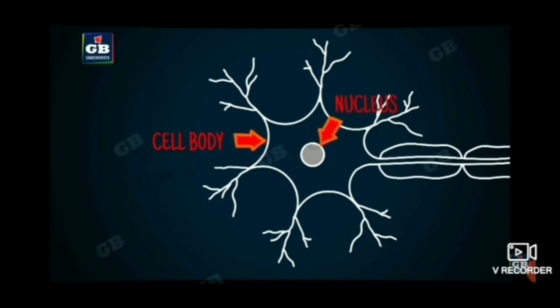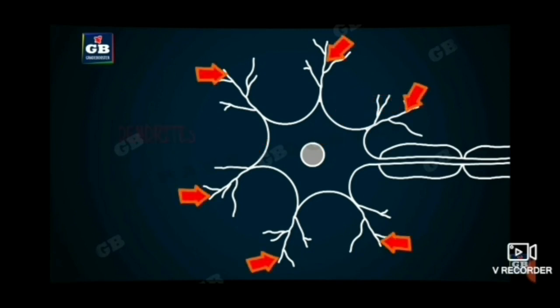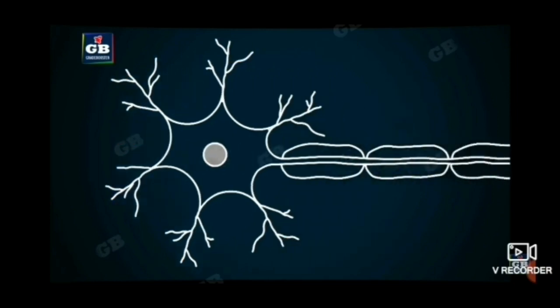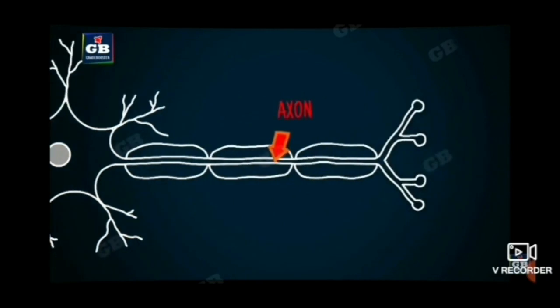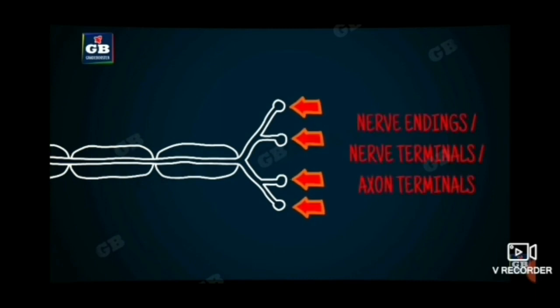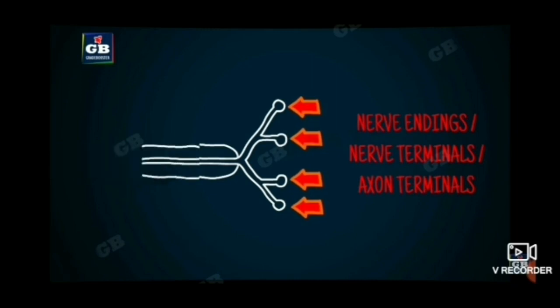So, the cell body has a nucleus and we can also observe some branches arising from the cell body. These branch-like structures are called dendrites. Here we find a long fiber extending from the cell body. This long fiber is called the axon, and at the end of the axon we will find some small branches called nerve endings. So the tips of an axon are called nerve endings, nerve terminals, and axon terminals.